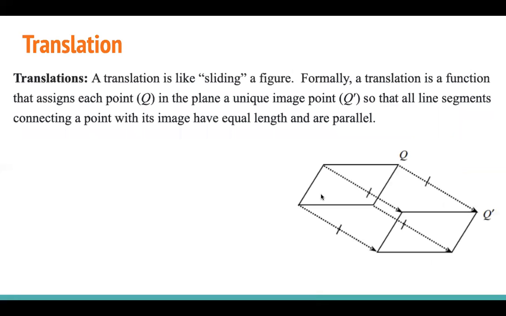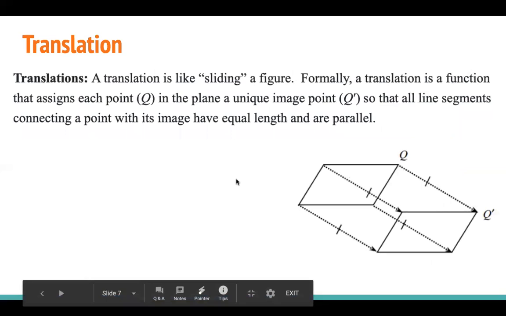A translation is like sliding a figure. Formally, a translation is a function that assigns each point Q in the plane to a unique image point Q prime, so that all line segments connecting a point with its image have equal length and are parallel. So it just slides the figure over and moves every point the same length.